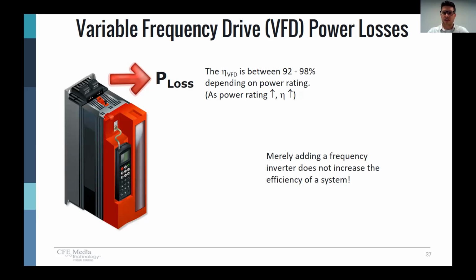Remember I mentioned adding components to the system makes it more inefficient by default. When you add a VFD, this is still true. However, there are some things a VFD brings to the table that can help increase efficiency in other parts of the system. And we'll talk about those very, very soon.